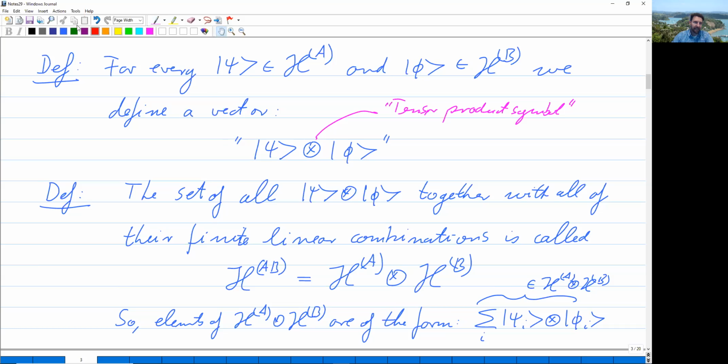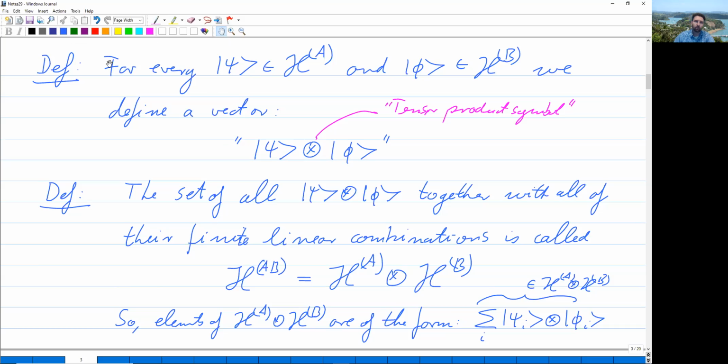But we remember, of course, that for a quantum system, if it can be in one state, or in another state, then it can also be in any linear combination of these two states.